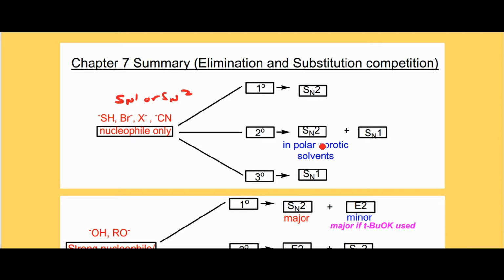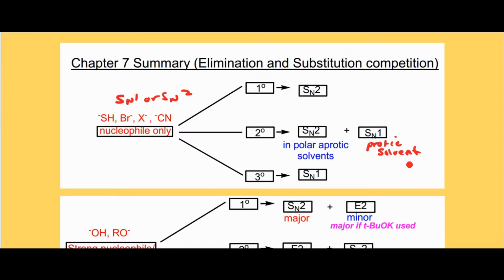Now here, SN2 will win for the secondary substrate if you're in a polar aprotic solvent, but SN1 tends to win if you are in a polar protic solvent. We'll talk about that again on the next page.